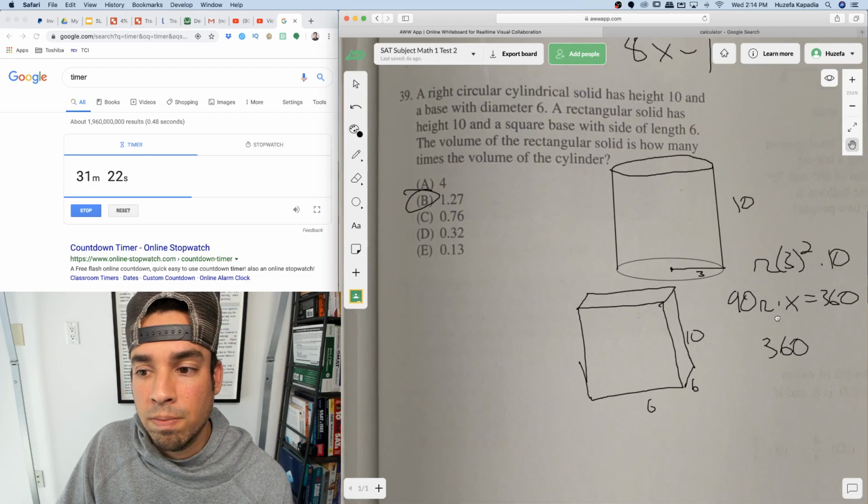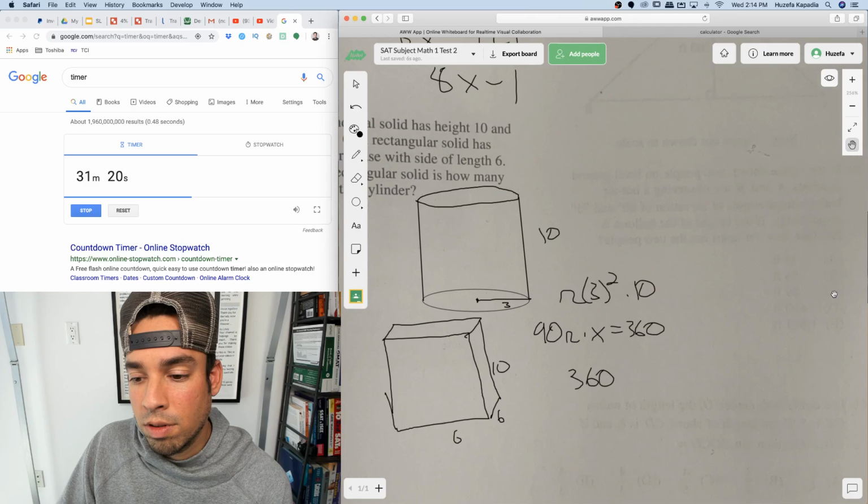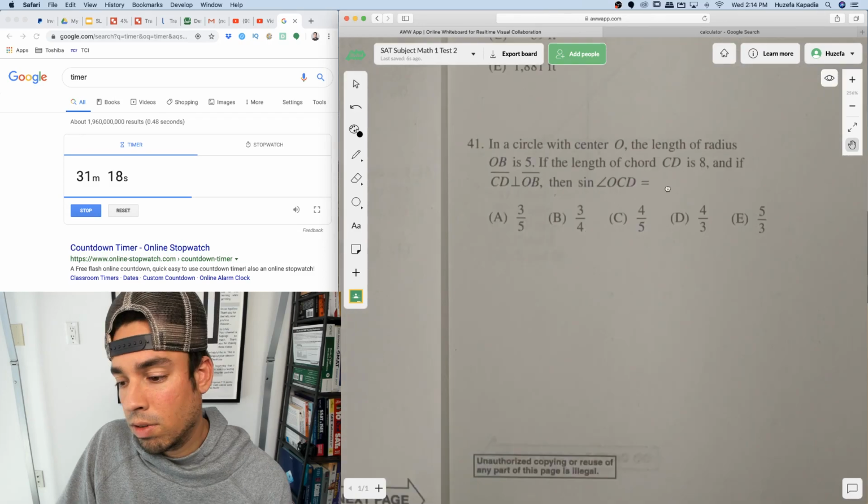That's it, right? Yeah, that makes sense because it's definitely bigger.